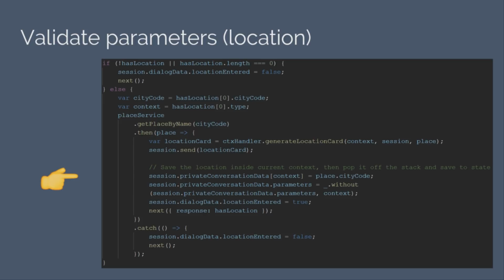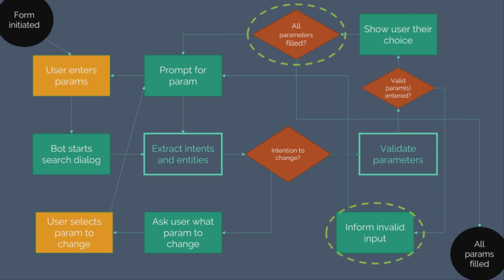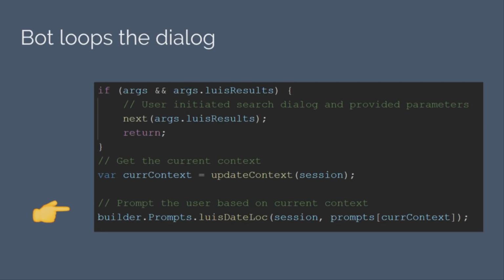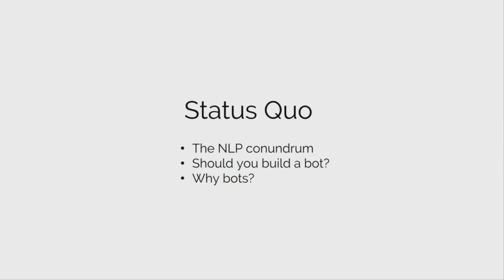And then you move on to the next step, which is checking whether all your parameters have been filled and checking for invalid input. So if no date entered, no location entered, then you go and tell the user to input a valid value. Otherwise, if there's still things in your stack, you have to loop the dialog again. If your stack is empty, it means you have all your parameters and you can get ready to search. Yeah, so it just loops back here after a while.